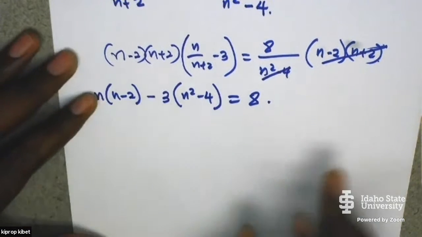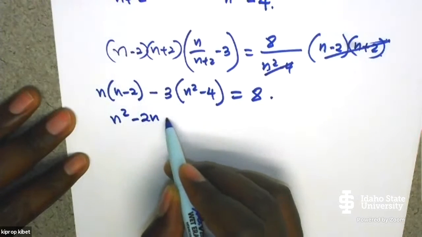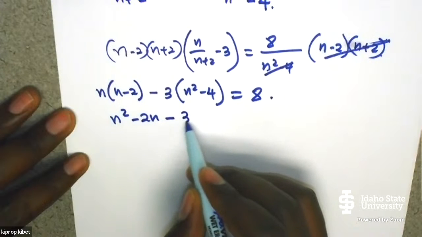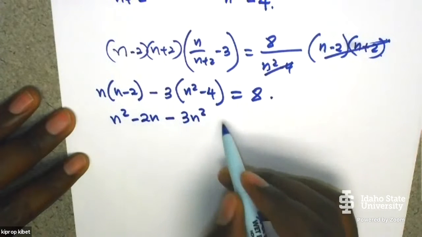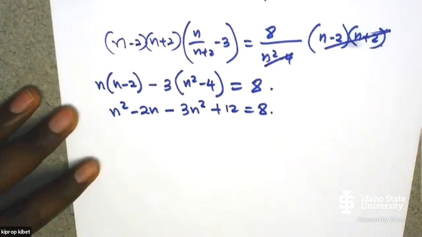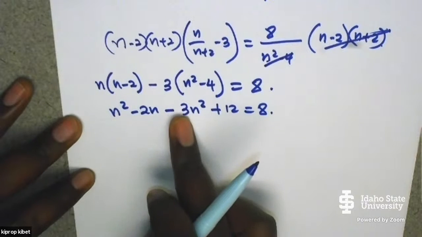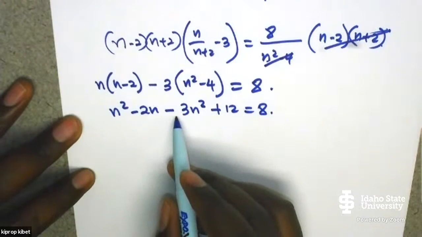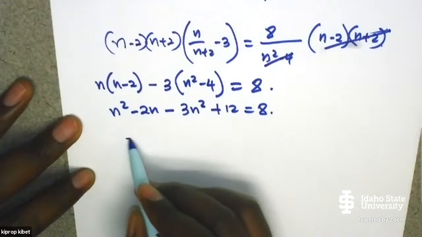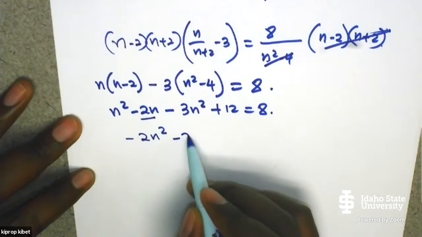Now we open these brackets. So n squared minus 2n minus, you open these brackets, 3n squared. This and that will be what? Plus 12 equals 8. Once we collect the like terms, n squared minus 3n squared is what? Minus 2n squared. And then minus 2n.